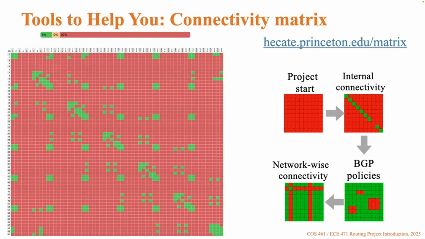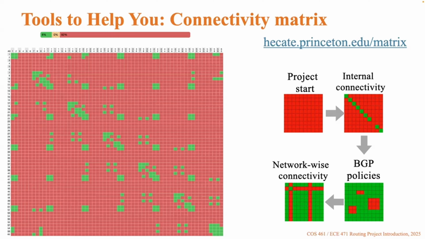It is a challenging task. That's why we've provided you with a slew of tools. First of all is the connectivity matrix. It's like the real-world connectivity matrix that network operators have access to. At the beginning of the project, the matrix should be kind of red, right? Because only those automatically configured ASs will have internal connectivity. After the first part, you should have internal connectivity, meaning that the diagonal should be lit up.